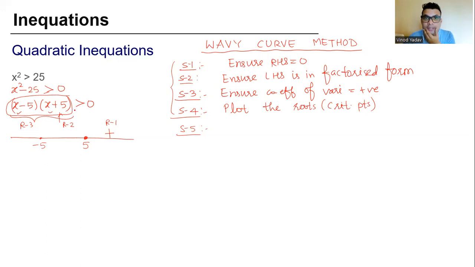Okay, if you take x as more than 5, so if your input is more than 5, your output will definitely be positive. Let's check in the second region, that is between -5 and 5.